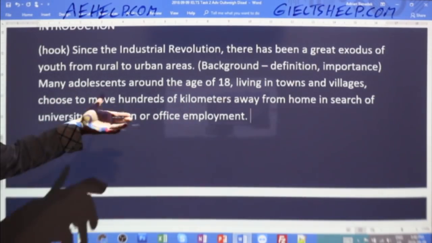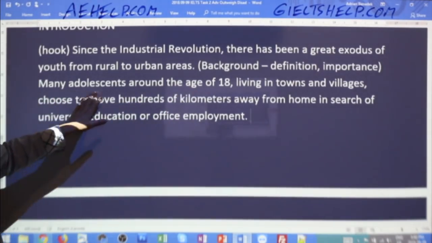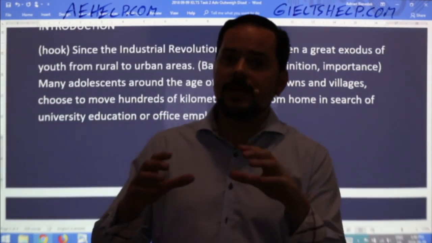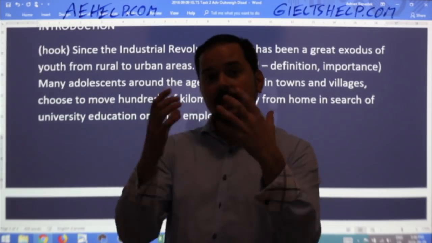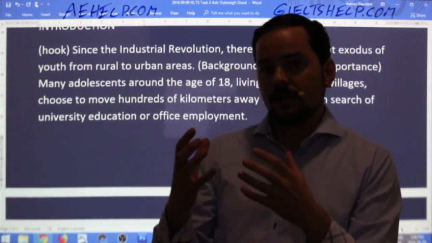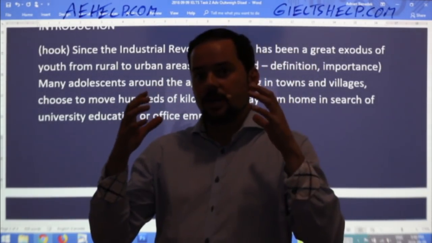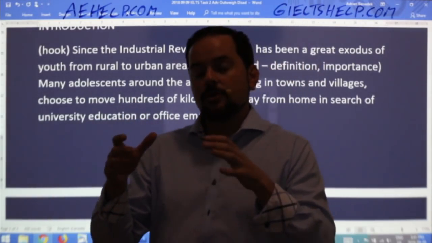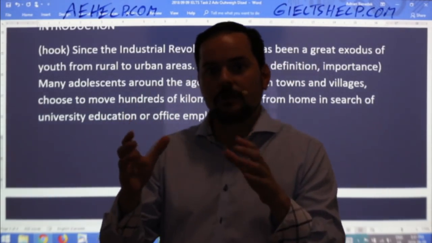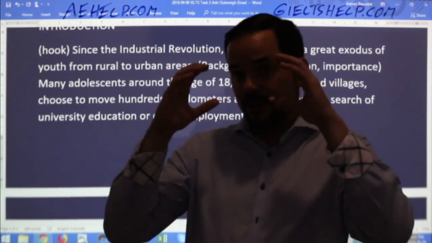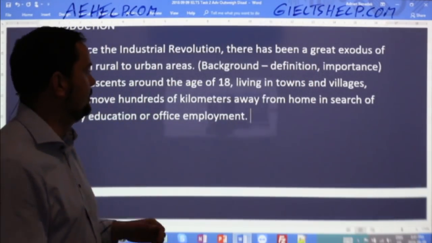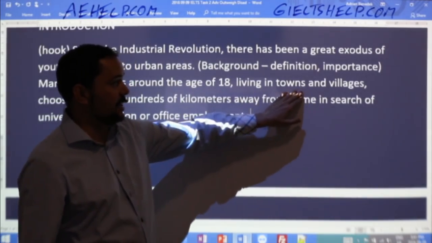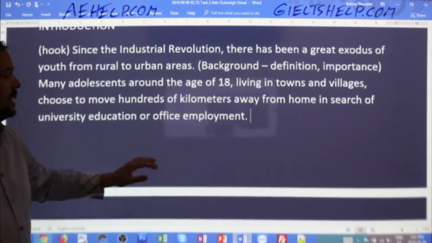Notice the quantitative and visual information. So many adolescents around the age of 18. Boom, what have you done? Right away, you've created an image in your reader's mind. So now they're not just picturing some young guy or some young girl, but they're picturing someone who is 18, okay? And that's much more specific. It's easier to see in the mind, all right? Living in towns and villages. So I want to emphasize that here, right? It's an important point in the essay.